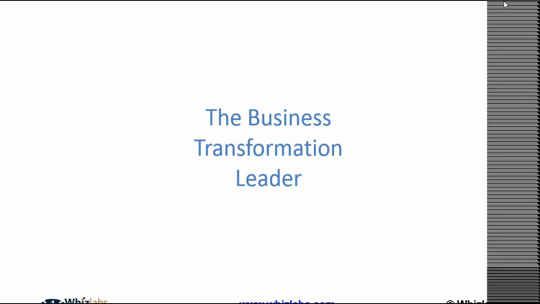Now, let me just say this. I did mention that there were 4 types, but these are not mutually exclusive. No business transformation leader can be just one type. There's got to be a combination, and depending on what phase they are in the transformation and the attributes of that business transformation leader, they can act appropriately.